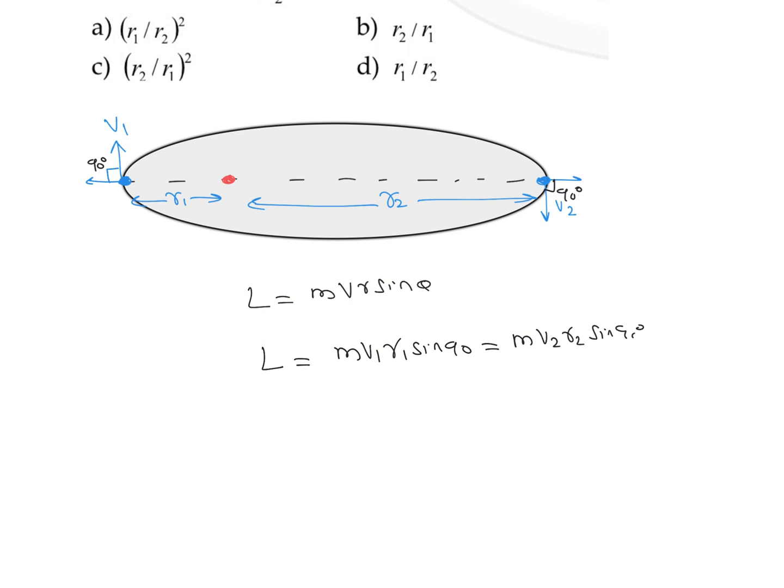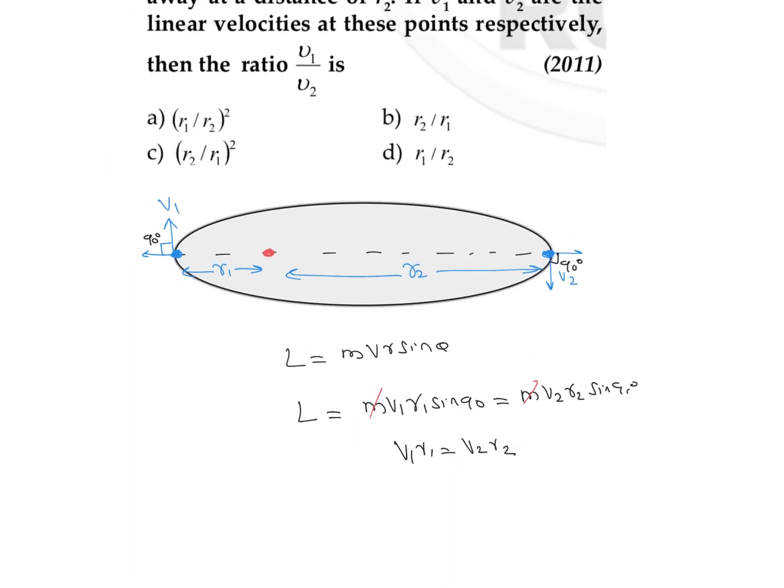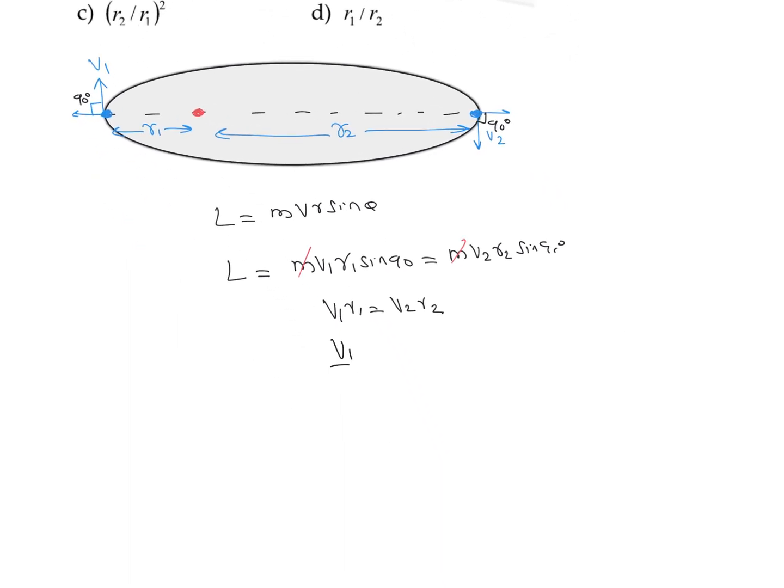We can cancel the m, and sine 90 is 1, so we can write v1 r1 is equal to v2 r2, or we can say that the value of v1 divided by v2 is equal to r2 divided by r1.